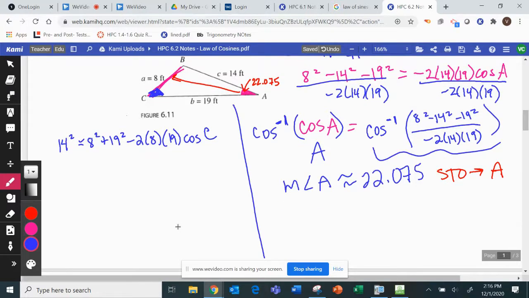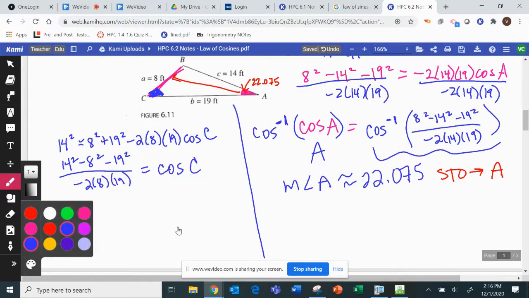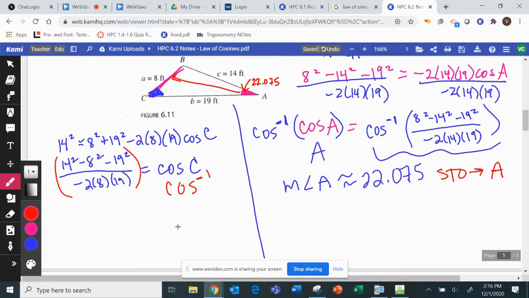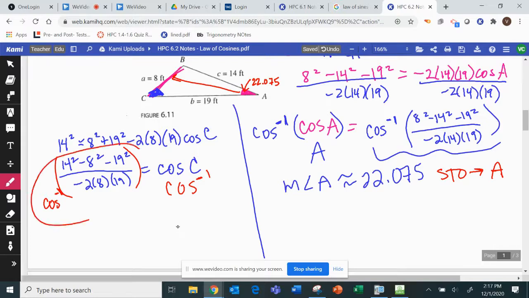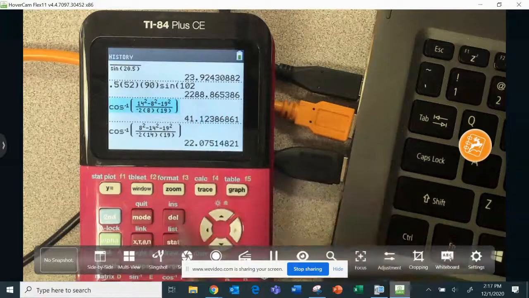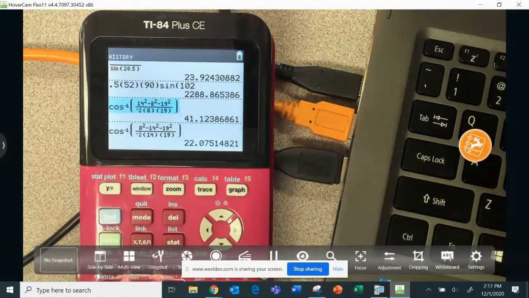To solve that, we will have 14 squared minus 8 squared minus 19 squared divided by -2 times 8 times 19. And then you need to do the cosine inverse of both sides. So that would be what I have typed into my calculator already. I hit enter, and I got 41.124.